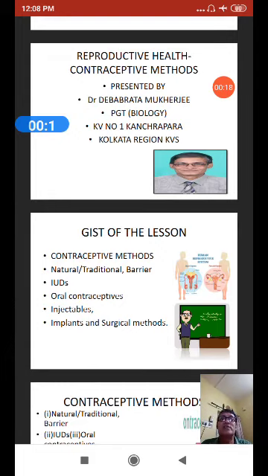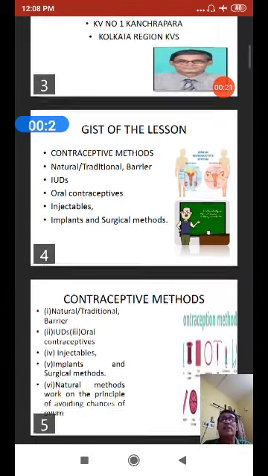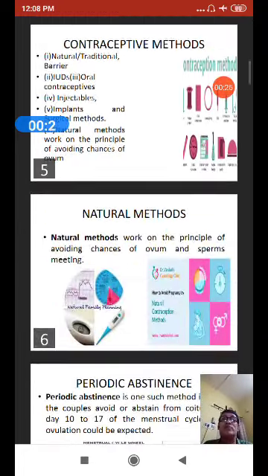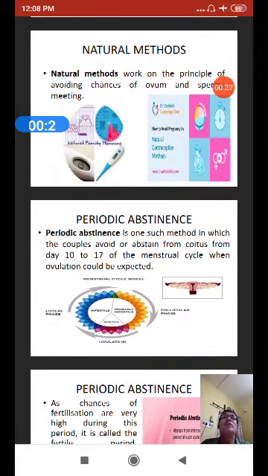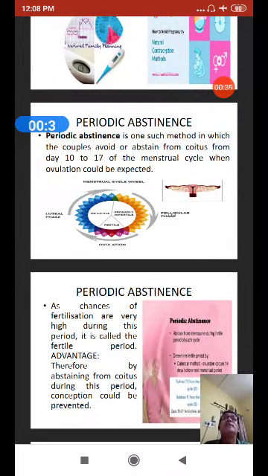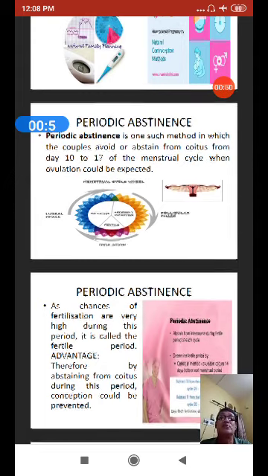First, you have to study the various types of contraceptive methods described here. The first one is the natural methods. What do we mean by the term natural methods? These are based on the concept of avoiding the chance of ovum and sperm meeting. The first procedure is periodic abstinence, where couples avoid or abstain from coitus from day 10 to 17 of the menstrual cycle, when ovulation is to be expected.